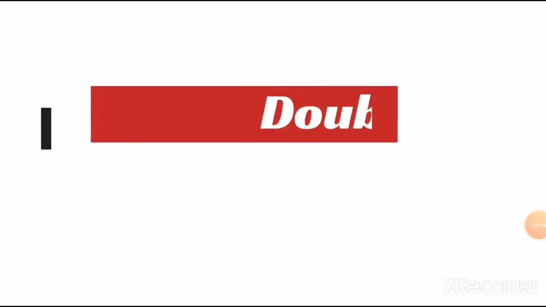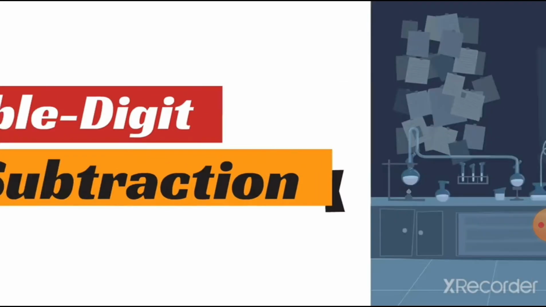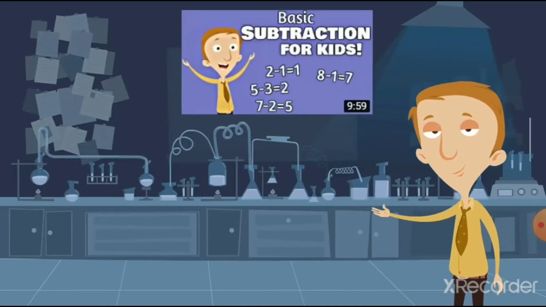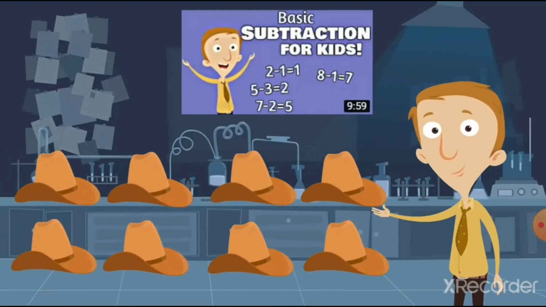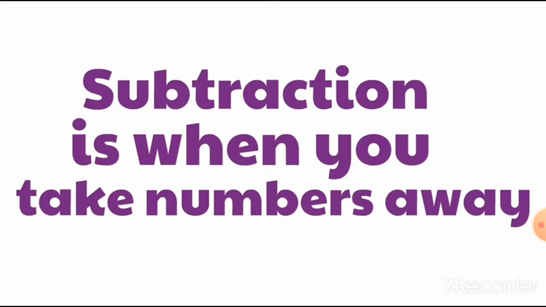See students, let's understand the previous topic here, which is double digit subtraction and also regrouping. We understood today what regrouping is and what double digit subtraction is. So here we are going to learn subtraction for the kids, and this is the basic subtraction. You all will understand: subtraction is when you take something from a number. So here let's see this.